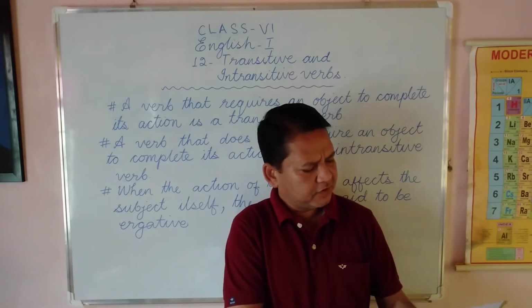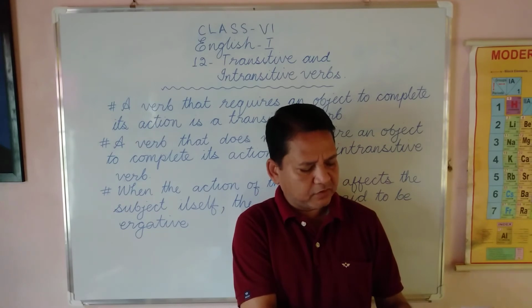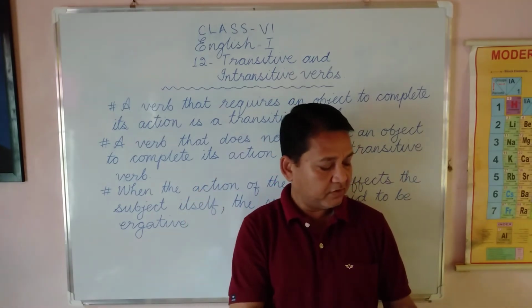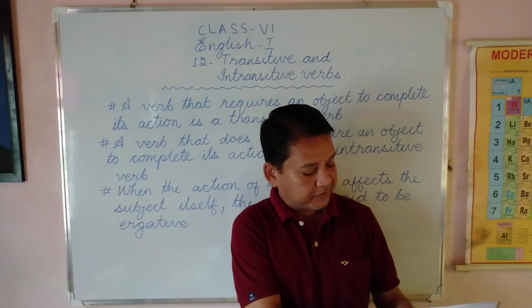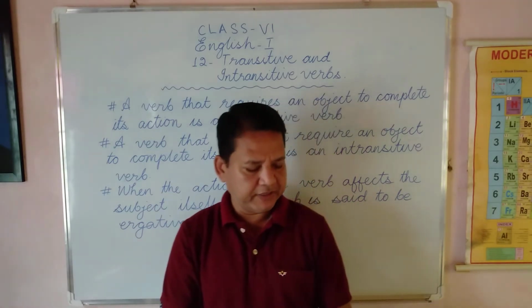Next space. Read what is written there. A verb that requires an object to complete the action is called transitive verb. That I have already given you. Now, there are many verbs in English which can be both transitive and intransitive. That is important. Let's see.